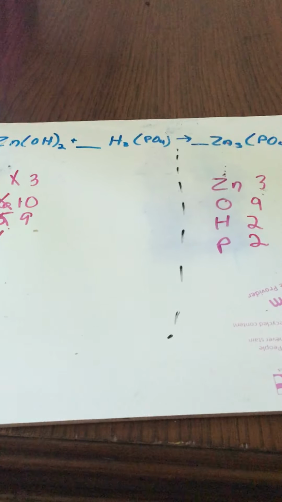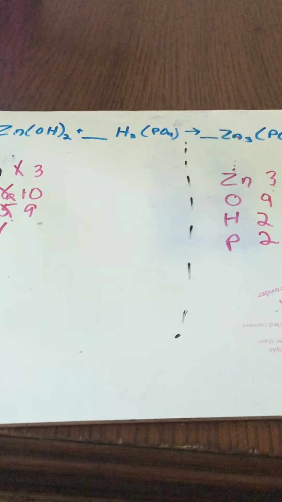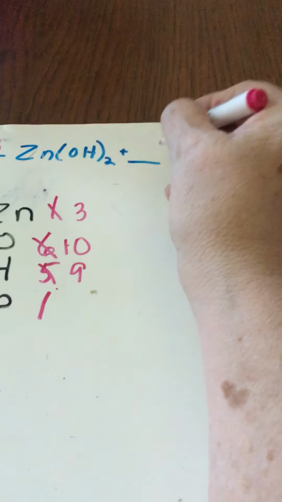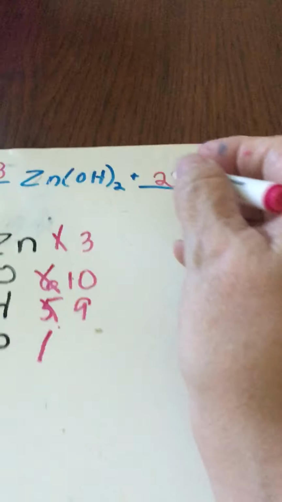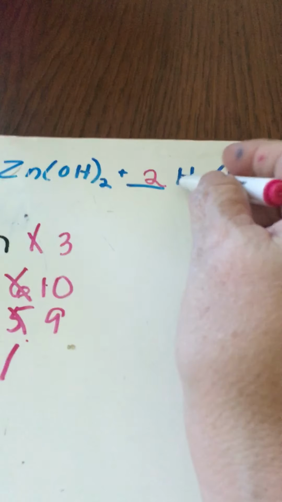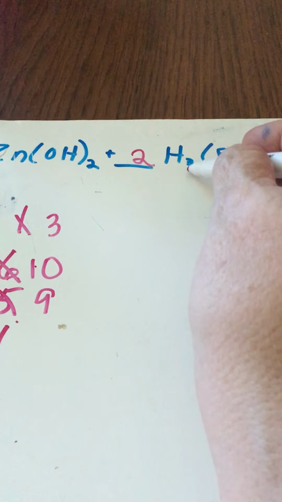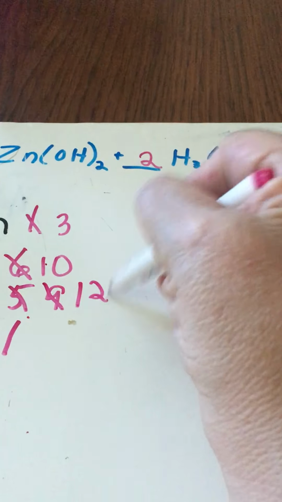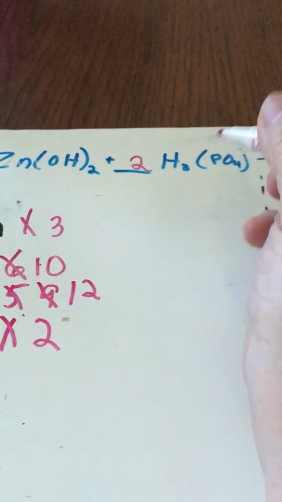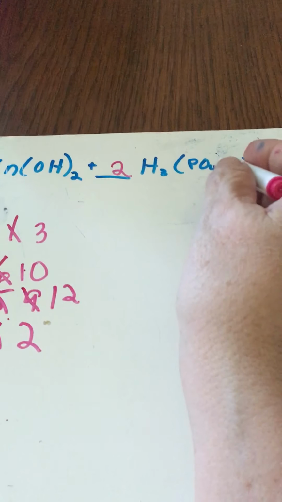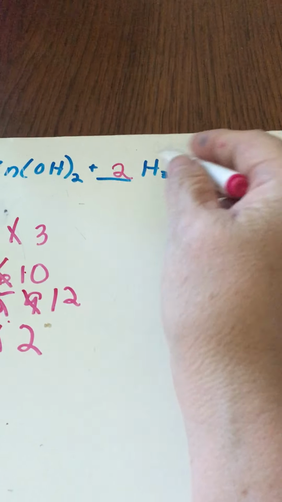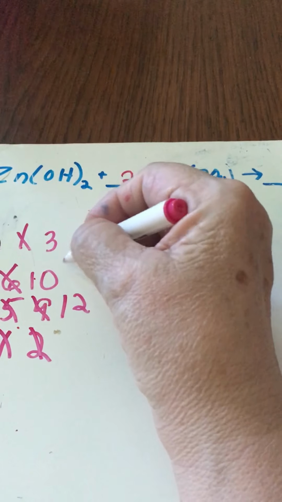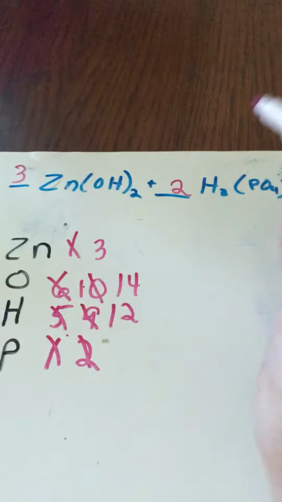Okay, so let's balance the phosphorus next. We have 2 on this side, 1 on this side, so I'm going to write a 2 up here. And I have to recount. So 2 times 3 is 6, plus 6 is 12 hydrogen, 2 phosphorus. We have 4 times 2 is 8, plus 6 is 14 oxygen.